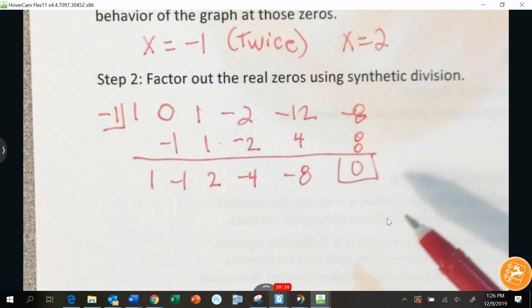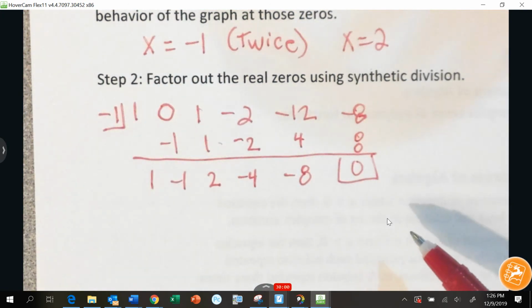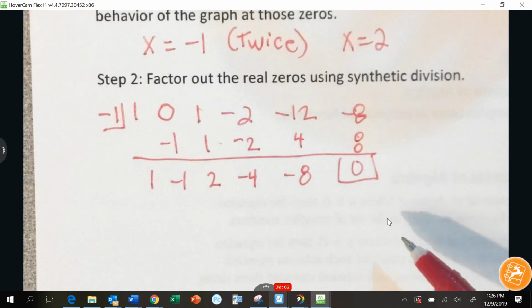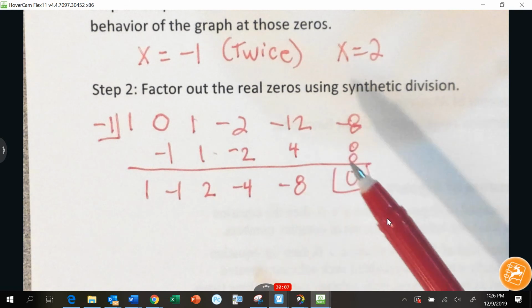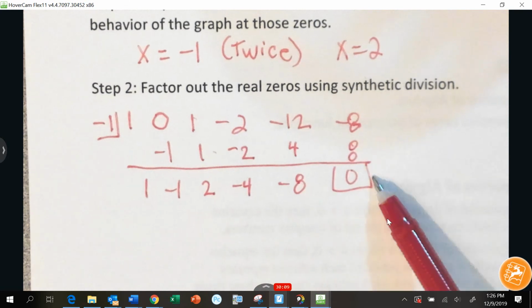If it's not 0, either you found the wrong x-intercept or maybe you made a mistake in your work right here. These should all have remainders of 0 if we found that they are zeros.